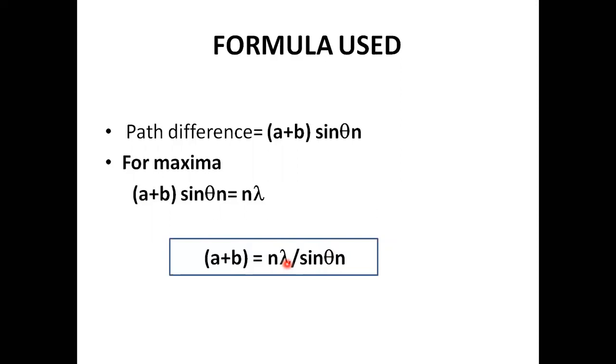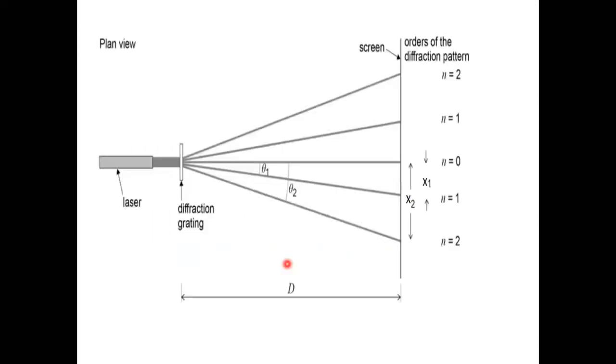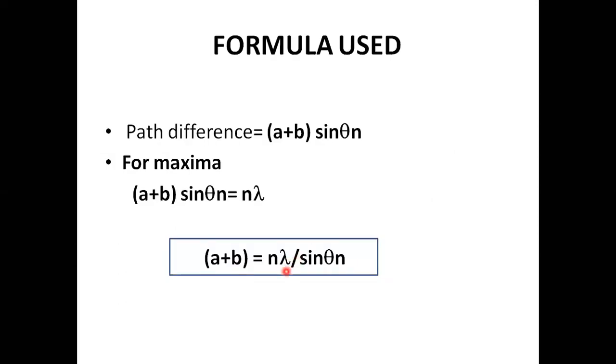We are using the semiconductor laser whose wavelength is given to us, and it is 6500 Armstrong. So we are going to use lambda as 6500 Armstrong. Now, next question is how we can find this sine theta n.